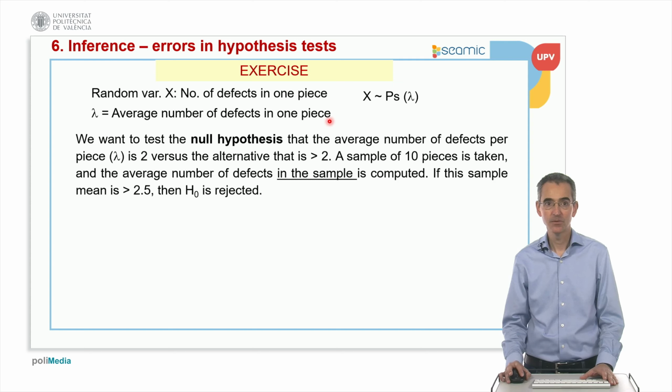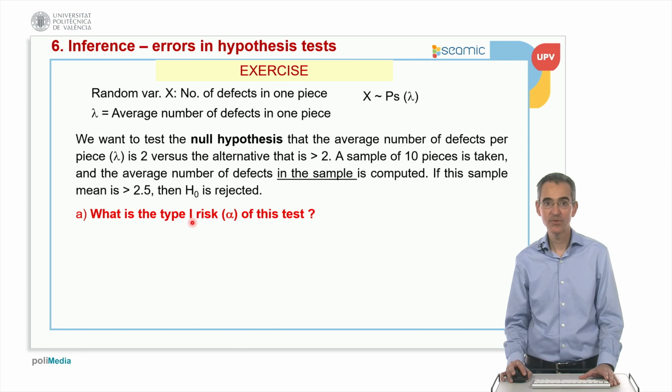Then we want to test the null hypothesis that the average number of defects per piece is lambda equal to 2, versus the alternative that lambda is bigger than 2. It means that it's a composite test. A sample of 10 pieces is taken, and then the average number of defects in this sample is computed. If this sample mean is bigger than 2.5, then the null hypothesis is rejected.